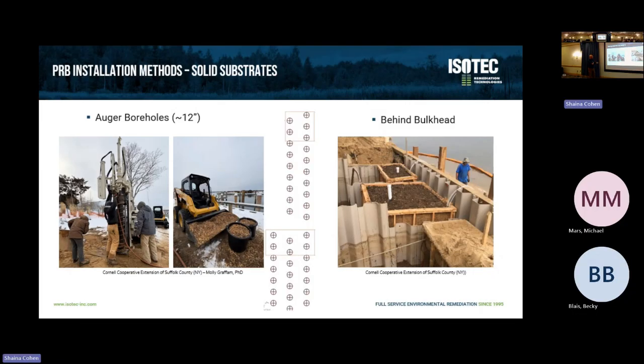And also, if you think about a bulkhead along the shoreline, there's nitrate flowing through here. There have been some studies where we've looked at putting boxes of wood chips immediately behind a bulkhead. In this case, we can put our reagent very close to the shoreline, near the point of discharge.